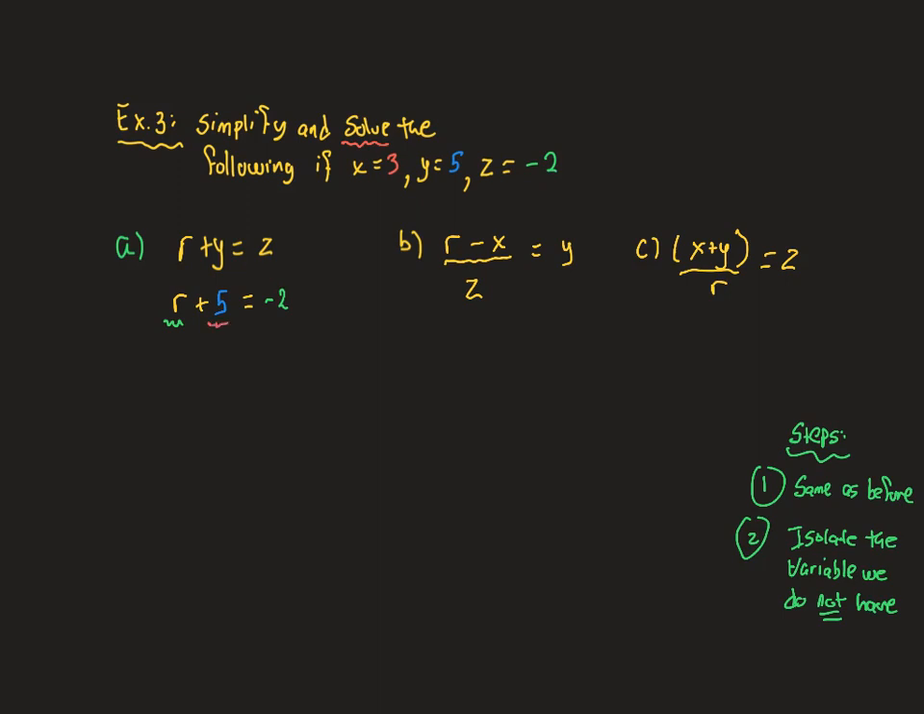So we're going to take this plus 5, we're going to move it to the other side. How are we going to do this? Well, if it's plus 5, you're going to subtract 5 from both sides. And that's going to leave me with R is equal to, well, 5 minus 5 is 0, so the 5's gone. Minus 5, minus 2, this should be minus 7. R is by itself, so R is minus 7.